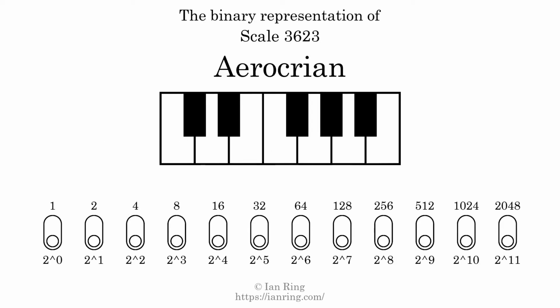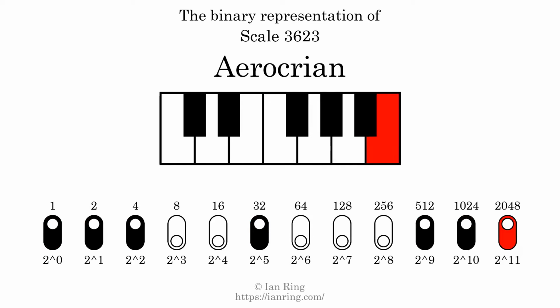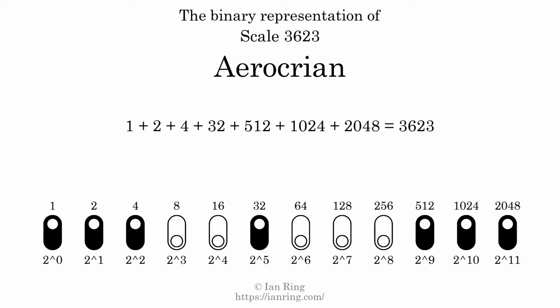The binary representation of this scale is determined by mapping tones of the scale to binary digits. Each binary digit represents a power of 2. To get the scale number, we add the powers of 2 together. The powers of 2 that are present in the scale, all added together, equals 3623. That is why the scale number, in decimal, is 3623.